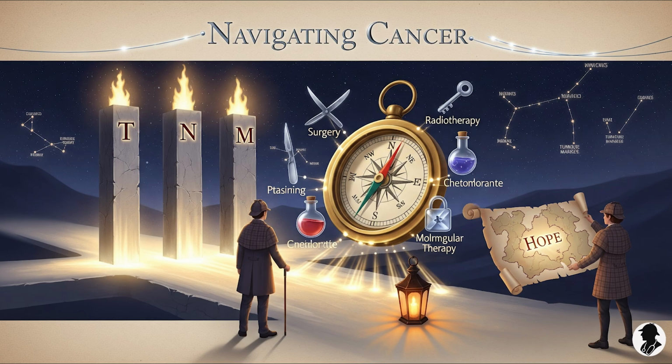Got it. Let's start with S for surgery. Often the first line, right? Cutting the tumor out. Often, yes. The main form of treatment for many solid tumors, removing the primary tumor, sometimes involved lymph nodes, occasionally even secondary tumors, metastases. And you mentioned terms like neoadjuvant and adjuvant.